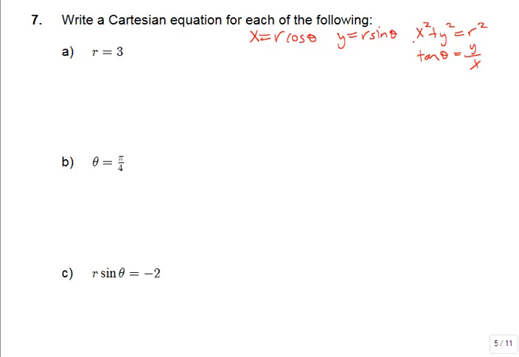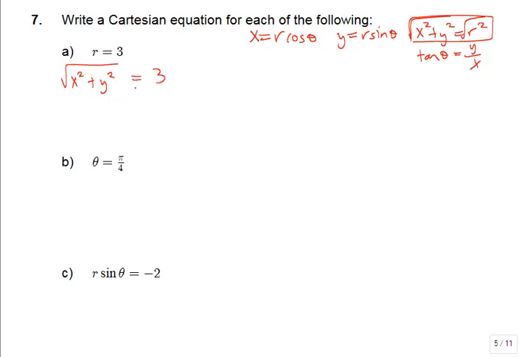Well, we're going to use this formula right here, because this is the one that utilizes r in terms of x's and y's. Now what would r be if we solved this for r? It would be the square root of x squared plus y squared. So I'm going to substitute in for this r the square root of x squared plus y squared, and I'm going to set that equal to that 3.